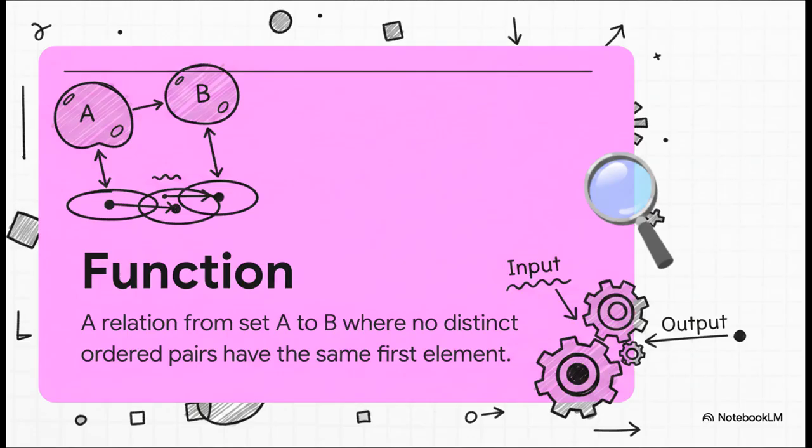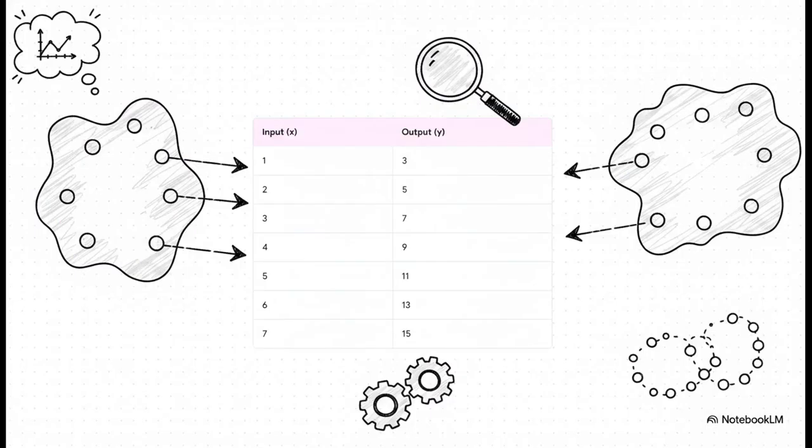Simply put, a relation from set A to set B is a function if every element of set A has one and only one image in set B. In other words, if you look at the set of ordered pairs making up the function, no two distinct ordered pairs can ever have the same first element. If you plug a number into a function, you must get exactly one definitive answer back every single time, no exceptions.